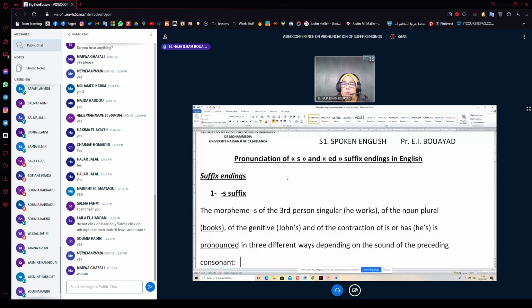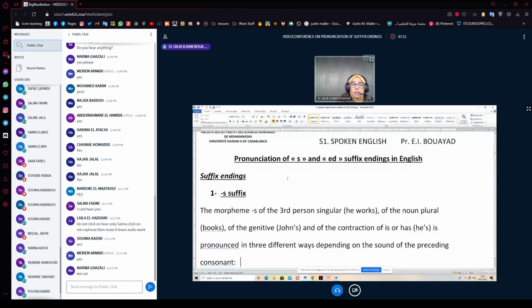Okay, so morphemes may be either free or bound. Let's see the pronunciation of the bound morphemes. A bound morpheme may be a suffix or an affix. Here we have suffixes. You'll see morphemes in morphology, inshallah, in your S4. So, pronunciation of the S and the ED suffixes.